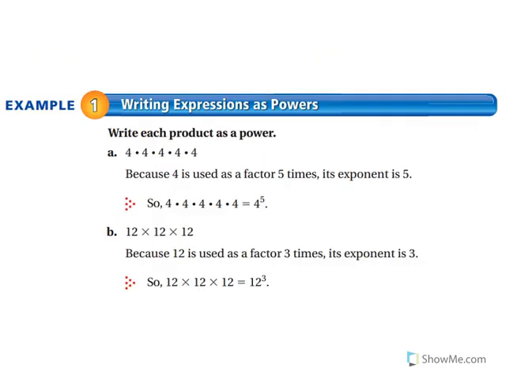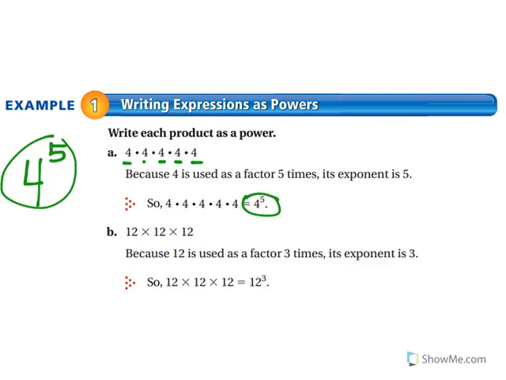So example 1, you're asked to write each product as a power. So the product is 4 times 4 times 4 times 4 times 4. So all we have to do is think about what is the number that is being written over and over and over again. That number is 4, so that would be my base. And then you think, how many times is it being written? Well, 1, 2, 3, 4, 5. So the power, or exponent, is 5. That is your final answer. The answer is 4 to the fifth power.